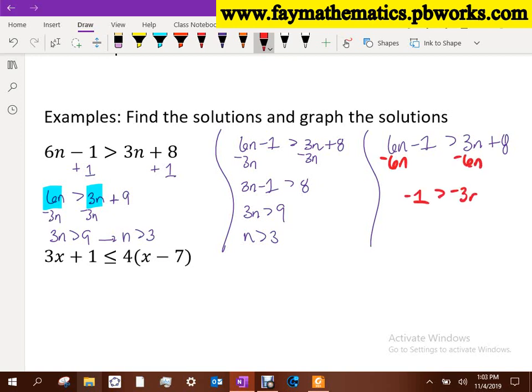Another reason why I keep the variable on the left is that way I don't have to rewrite it. That's how you do it. Okay. So now I'm going to subtract 8 from both sides, right? So I get negative 9 is greater than negative 3n. So now divide both sides by negative 3. It'll give me this, right?